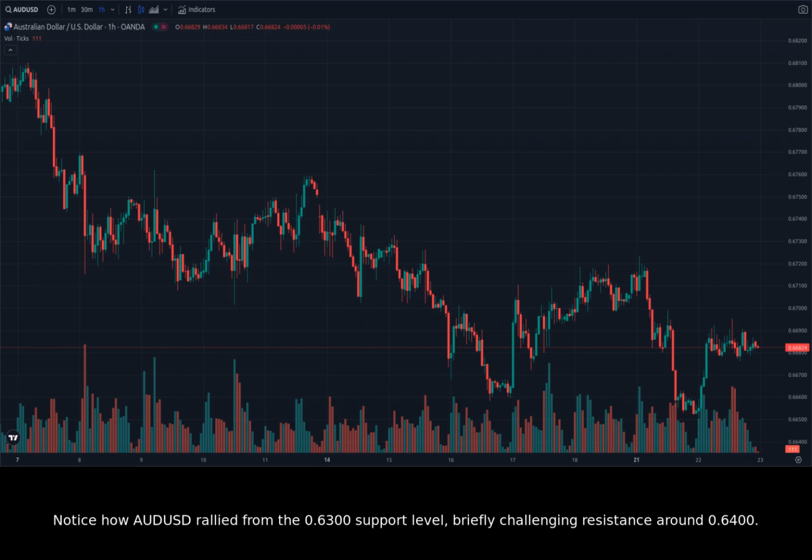Notice how AUDUSD rallied from the 0.6300 support level, briefly challenging resistance around 0.6400. This suggests that while the overall trend is bearish, there's potential for short-term rallies. However, the recent pullback from resistance points towards the dominance of the downward trend.